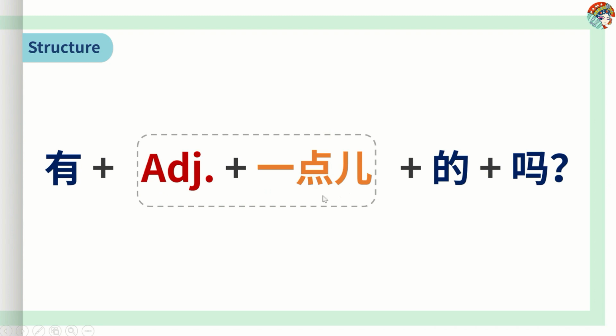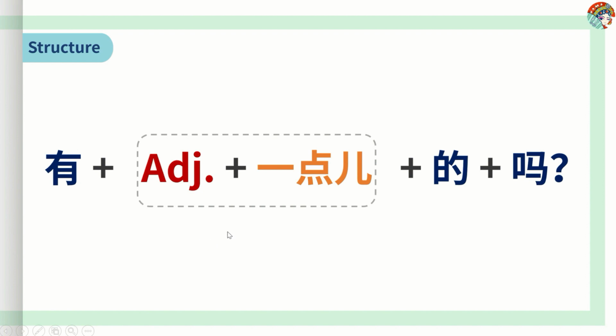Okay, after watching the video, now let's learn the HSK Level 1 Grammar point, which is adjective plus 一点. The sentence structure is 有 plus adjective plus 一点 plus 的 plus 吗. We usually use this structure in a sentence of expressing comparative meaning, which indicates a slight difference in degree.